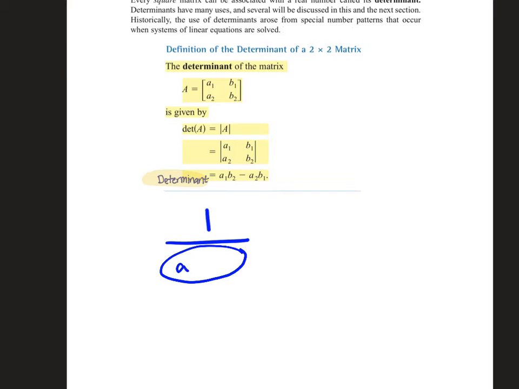So it's A times D minus B times C. So it is actually the majors minus the minors. So just remember, our majors went this way, so that's our major diagonal, major, and our minors go the other way, minor.